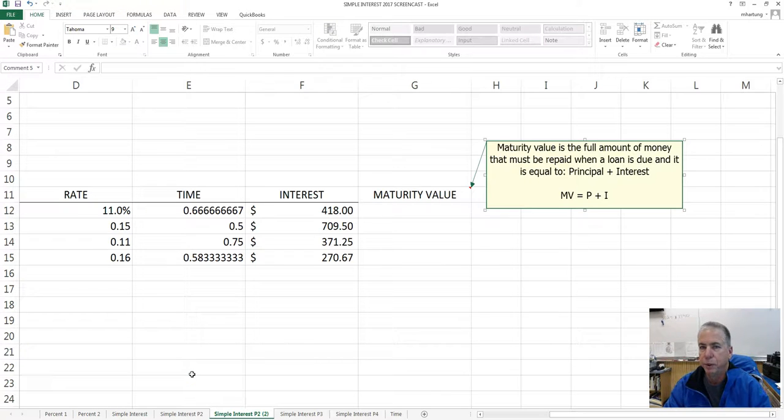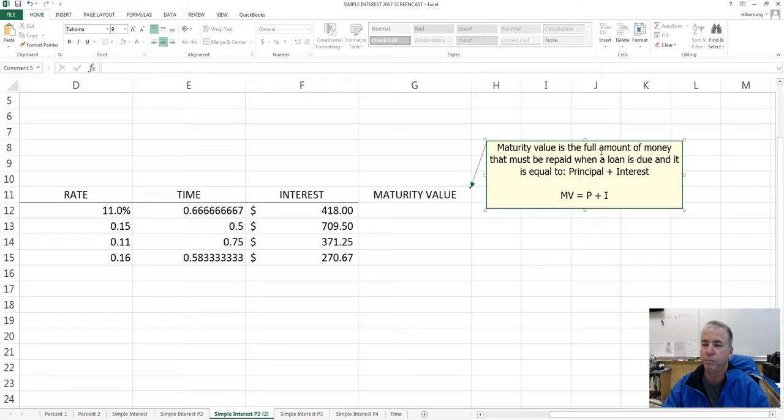Now the word maturity here for this term maturity value is referring to the duration or the amount of time for the loan. If you have a loan for 5 years or for 60 months, then the maturity value is the end of that particular period of time. The loan matures, reaches the end of its life, if you will. So maturity value, the full amount.